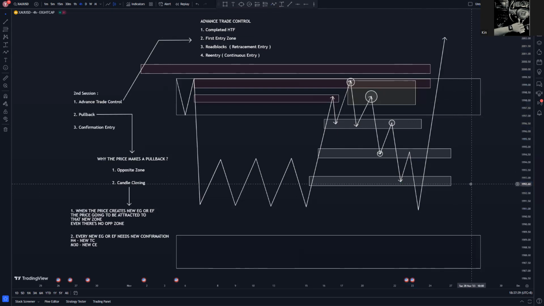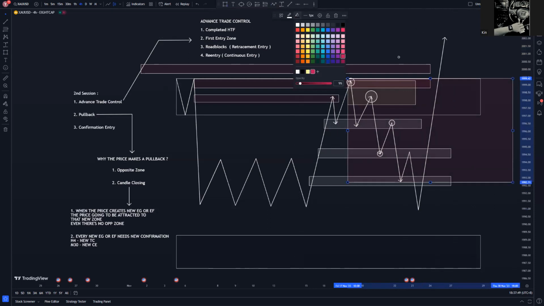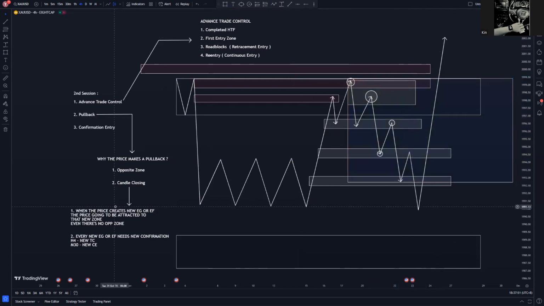Get it? Why? Because we mislook on the H4. Maybe at the H4, we have a new engulfing cell. So what I've said just now, like the rules of pullback: when the price creates a new EG or a new EF, the price is going to be attracted to that new zone. Look at that, even if there is no opposite zone.